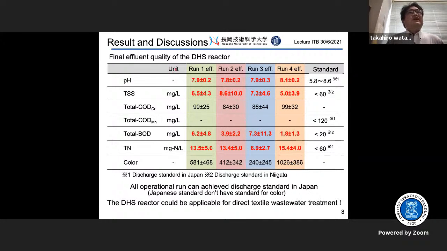So this is a summary of the effluent quality in the DHS reactor. All operational runs can achieve the discharge standard in Japan. But the remarkable thing is that in Japan, we don't have any standard for color. So anyway, from this research the DHS reactor can be applicable for direct wastewater treatment.